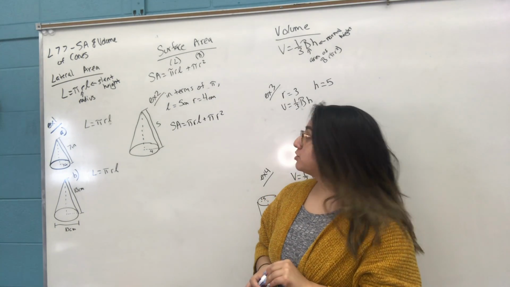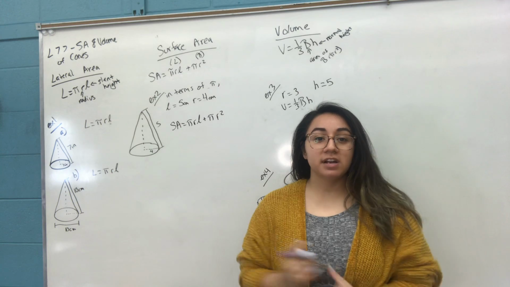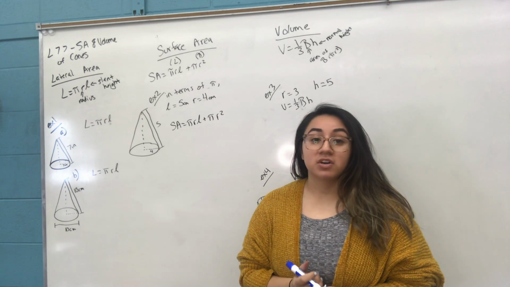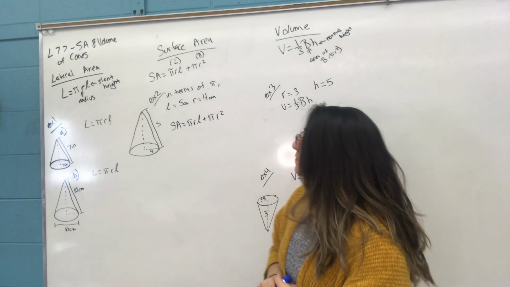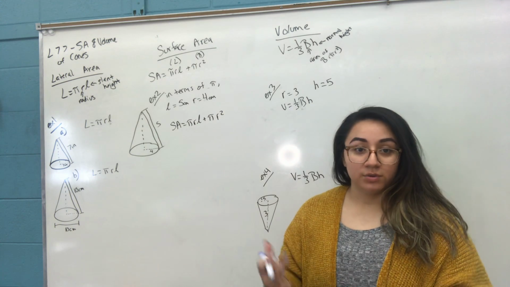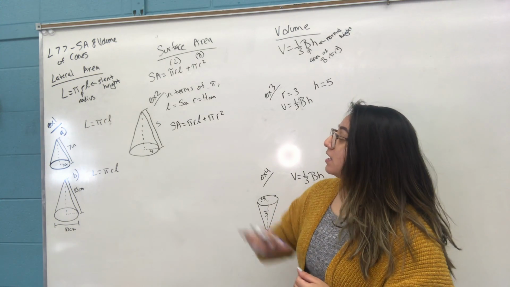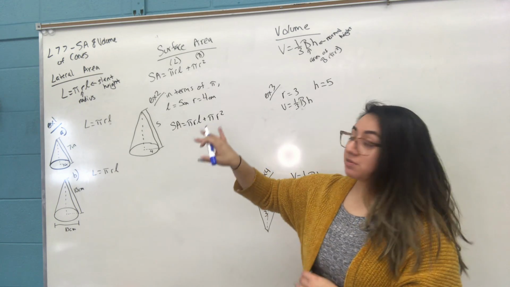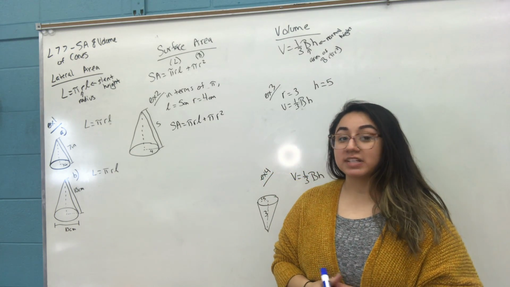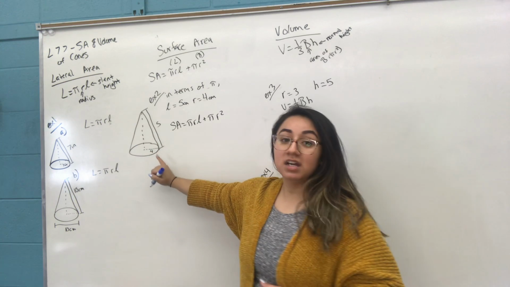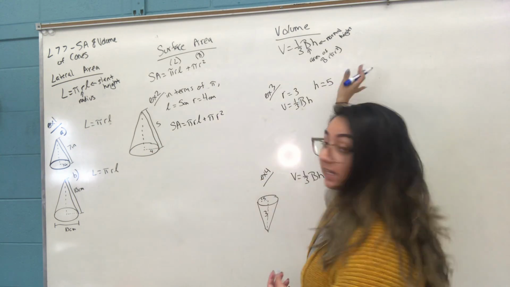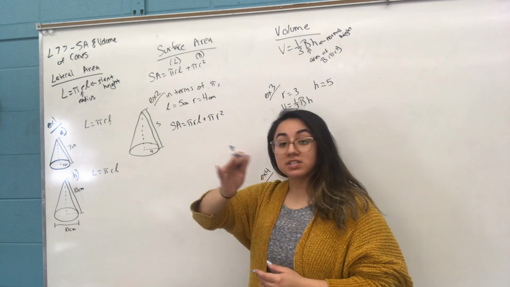Today we're going to do geometry, lesson 77, surface area and volumes of cones. So think of an ice cream cone. For the lateral area, so that's what you always start with for all of these surface area and volumes, it's pi times your radius times your slant height. Your slant height is your side of the cone. So there's the regular height you'll learn in volume, but the slant height is just the side there.